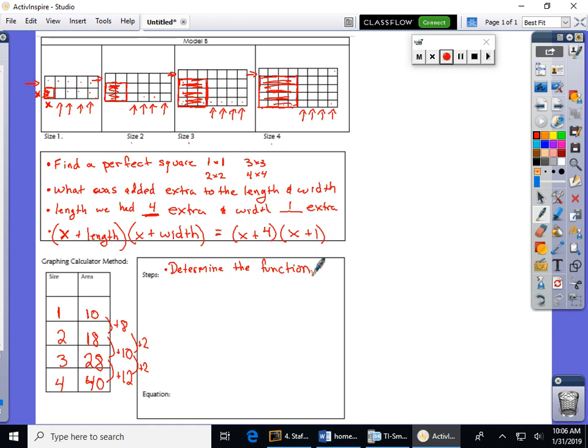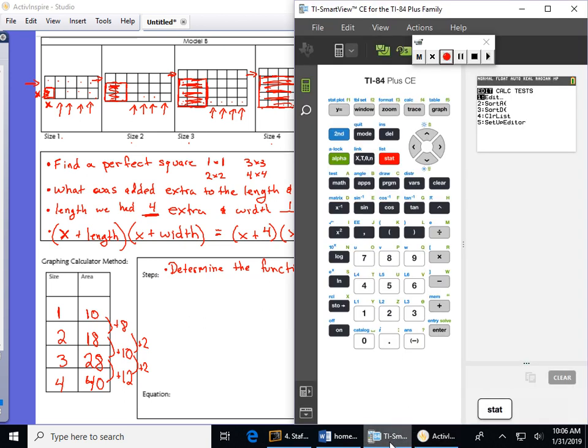So now we looked at it and we know that this is quadratic. So we have to determine the function. After we figure out what the function is, we're going to use our graphing calculator. If you don't have one at home, you can look online for one. You can download the app, or in class, we have them provided for you.